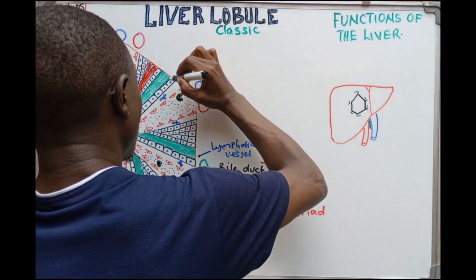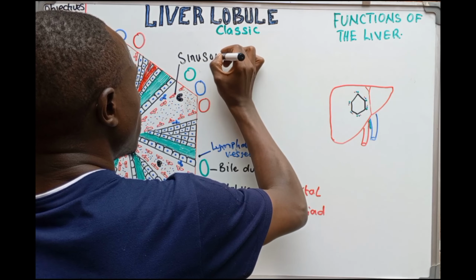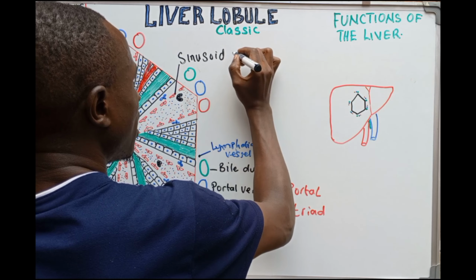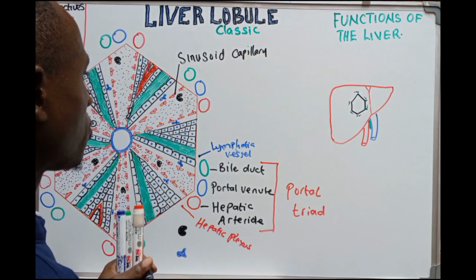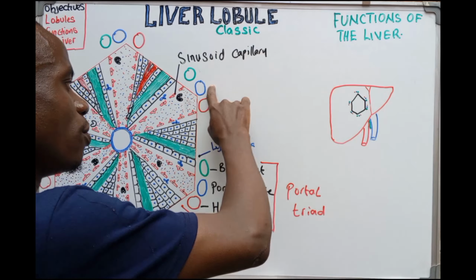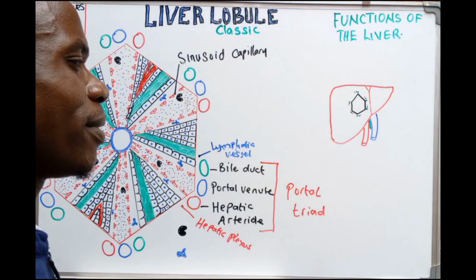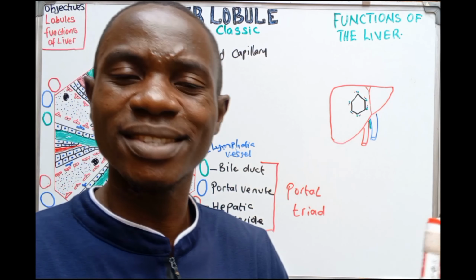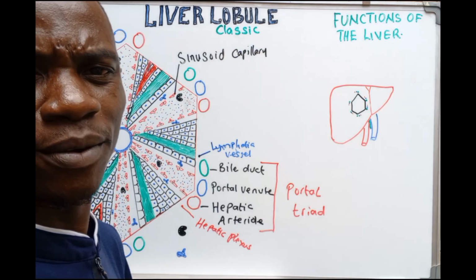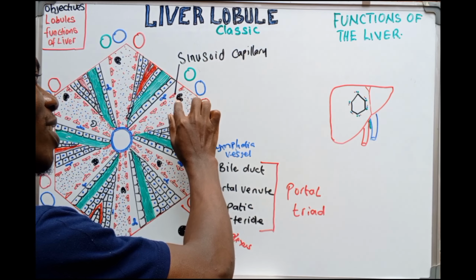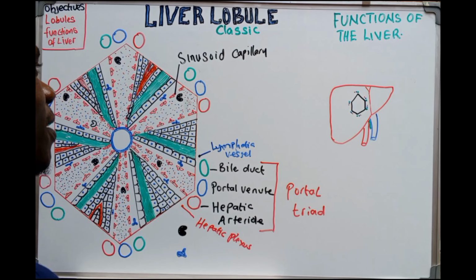Okay, this one here is what we call the sinusoid capillary. So now blood from the portal vein and the hepatic arterioles are all going to be draining into this sinusoid capillary. It means here blood is going to be mixing. It is such another beautiful thing that the blood which is rich in nutrients and the blood which is rich in oxygen is now meeting in what we are calling the sinusoid.